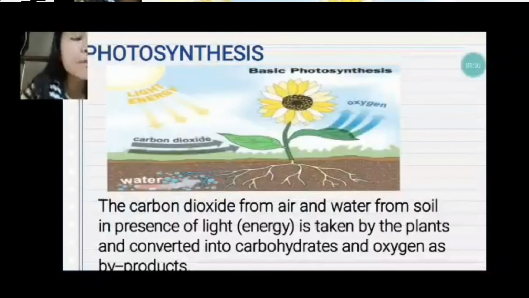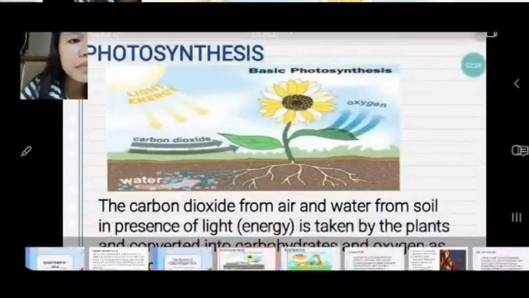So, we can see there that the plants take in carbon dioxide. So, what they release is oxygen. You see, they absorb carbon, then what they release is oxygen. So, plants need nutrients from light energy. So, the carbon dioxide from air and water from soil in the presence of light is taken by the plants and converted into carbohydrates and oxygen as byproducts.